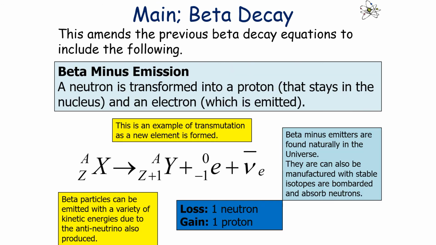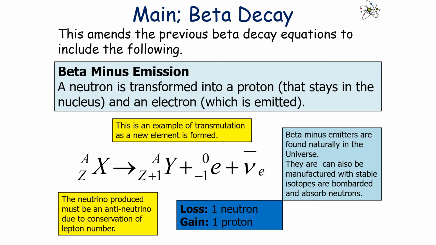So we can amend the previous beta decay equations to include the following. In beta minus emission, a neutron is transformed into a proton and an electron, but it also emits an electron anti-neutrino as well. So the beta particles can be emitted with a variety of kinetic energies due to the anti-neutrino also produced. It's important to note the neutrino produced must be an anti-neutrino to conserve the lepton number of this decay process.